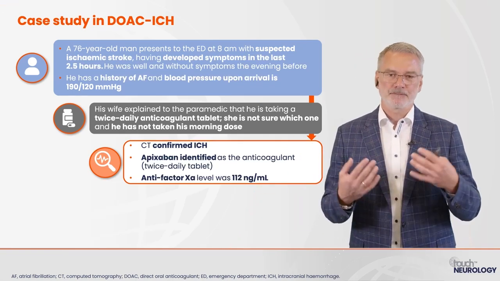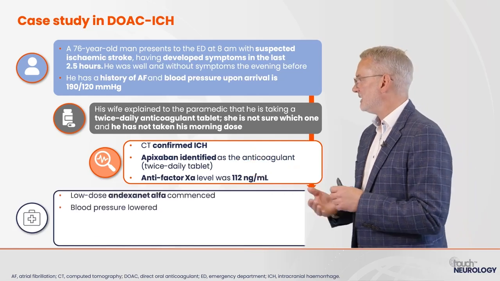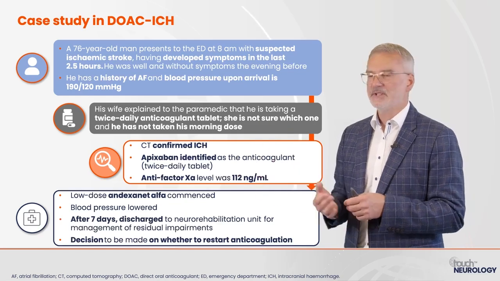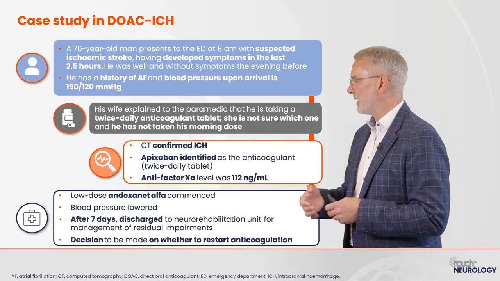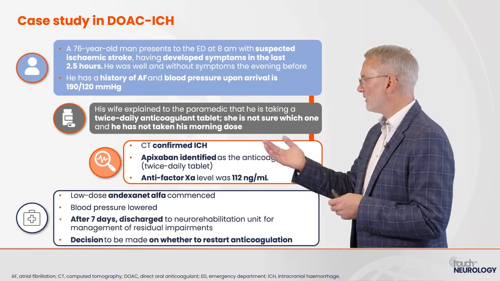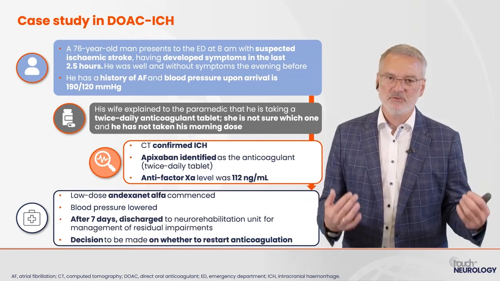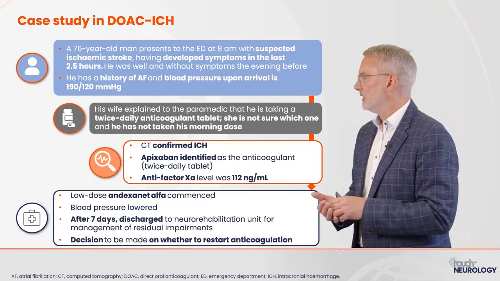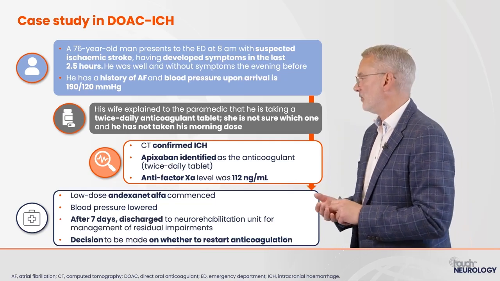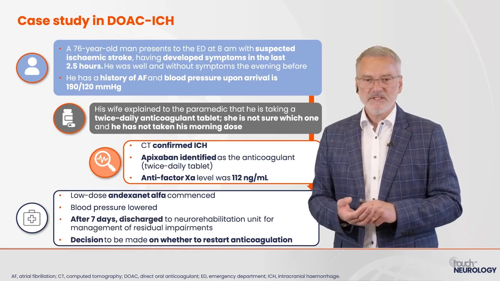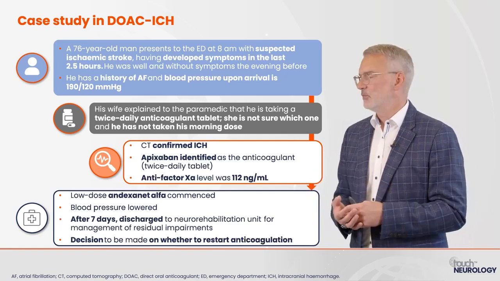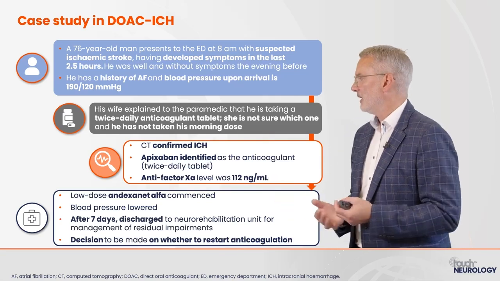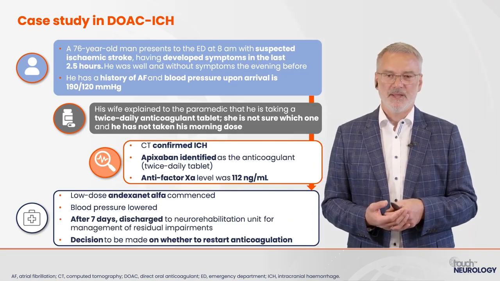So here a reversal strategy is indicated, and the ED doctor decided to use andexanet alfa at the low dose regimen, which is appropriate in that context. Last intake of apixaban was on the evening before, and also the factor Xa level, which does not need to be taken into consideration, but if it's available, obviously it may help with dose finding of andexanet alfa. Blood pressure was immediately lowered because, again, in the care bundle, that was important to improve the outcome of the patient. And after 7 days, he could be discharged to neuro rehab for the management of his residual impairments.